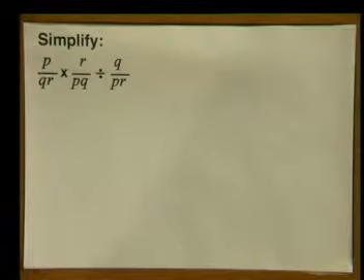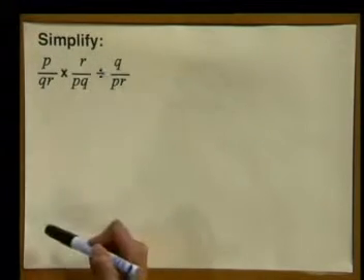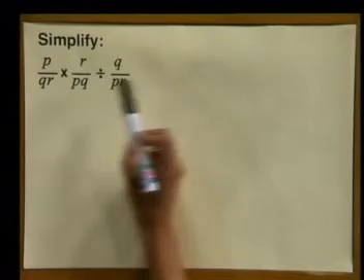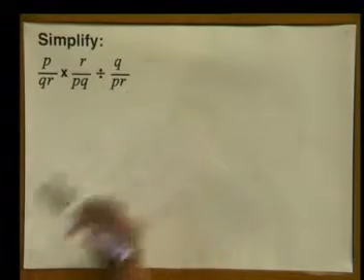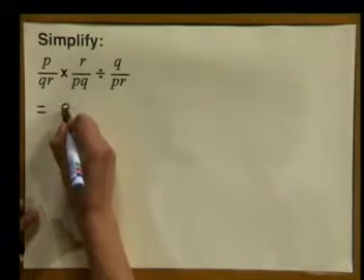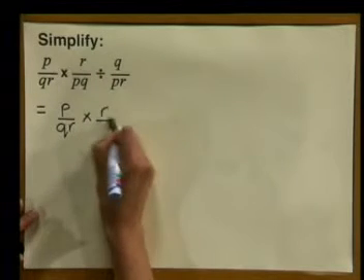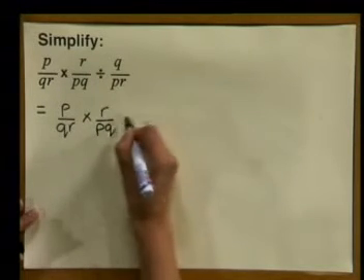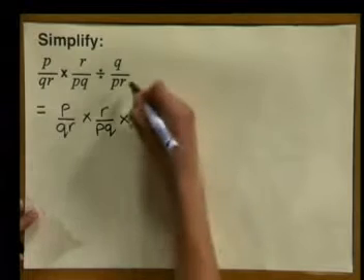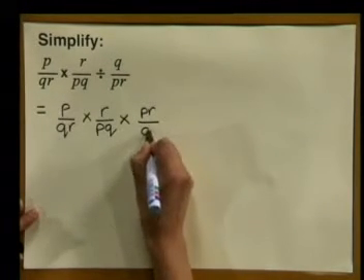Now let's do number 2 together. Remember, we said here we are dealing with multiplication and division. And we know that for division, we invert the fraction and we can change the sign to multiplication. So we write P divided by QR multiplied by R divided by PQ. Now we write times and we invert that, so we get PR divided by Q.